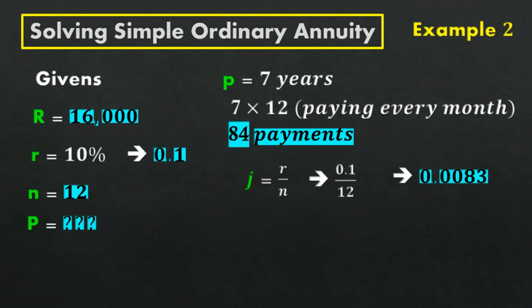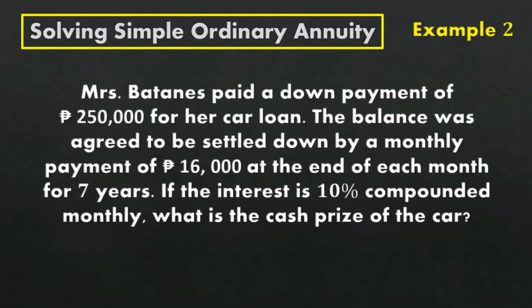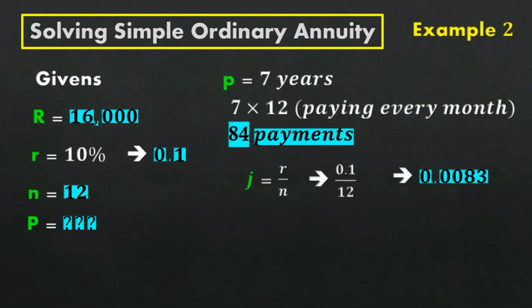We are looking for the present value. Why present value? Because if we go back to the problem, it asks, what is the cash price of the car? There is nothing about a future amount or total amount after some years. So we are only looking for the cash price of the car. The cash price of the car is the down payment plus the amount that remained. The amount that remained is a present value, because it is not yet subjected to 7 years. So, we are looking for the present value.